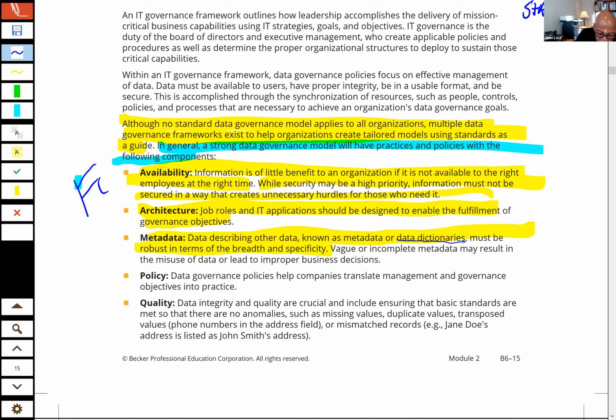Okay, policy: data governance policies help companies translate management and governance objectives into practice. And then quality, we need data integrity. The data needs to be reliable. I'm sure you've heard garbage in, garbage out. So we have to have reliable data.